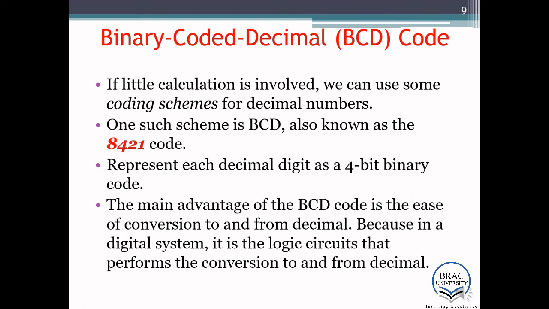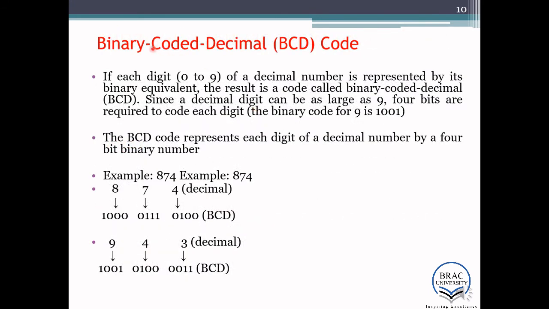Binary coded decimal, which is known as BCD. If each digit 0 to 9 of a decimal number is represented by its binary equivalent, the result is a code called binary coded decimal or BCD. Since a decimal digit can be as large as 9, 4 bits are required to code each digit. The binary code for 9 is 1001.